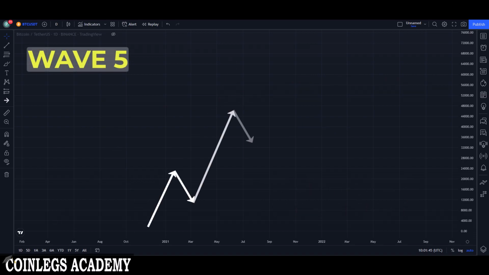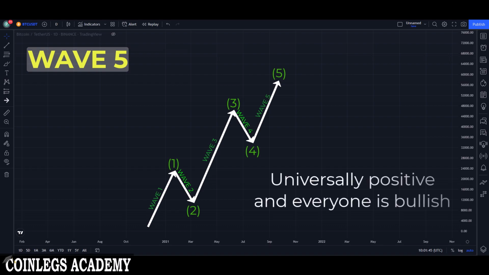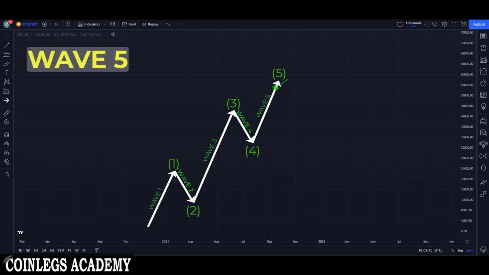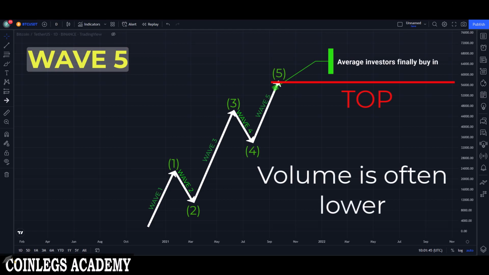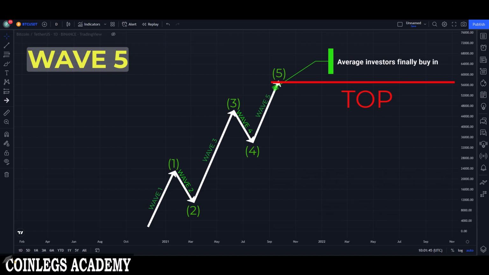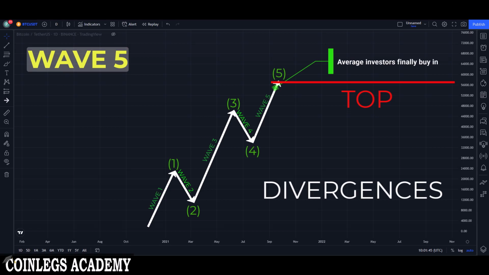And Wave 5. In Elliott wave theory, Wave 5 is the final leg in the direction of the dominant trend. The news is almost universally positive and everyone is bullish. Unfortunately, this is when many average investors finally buy in, right before the top. Volume is often lower in Wave 5 than in Wave 3, and many momentum indicators start to show divergence.